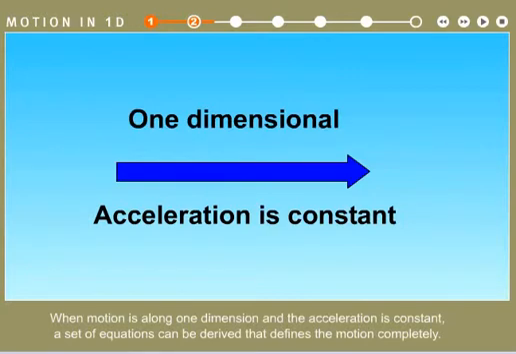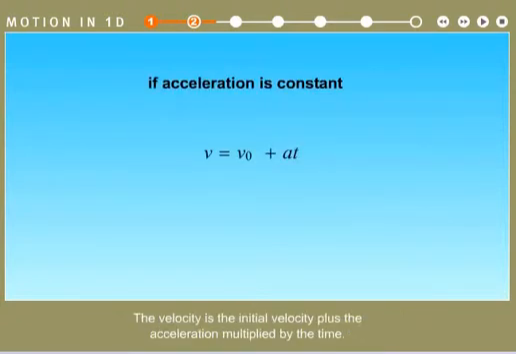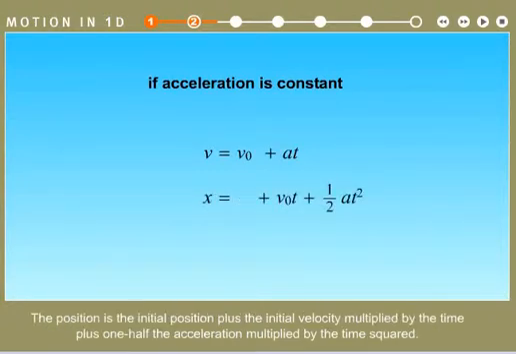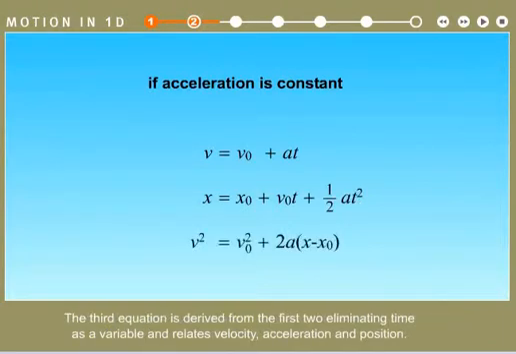When motion is along one dimension and the acceleration is constant, a set of equations can be derived that defines the motion completely. The velocity is the initial velocity plus the acceleration multiplied by the time. The position is the initial position plus the initial velocity multiplied by the time, plus 1/2 the acceleration multiplied by the time squared. The third equation is derived from the first two, eliminating time as a variable and relates velocity, acceleration, and position.